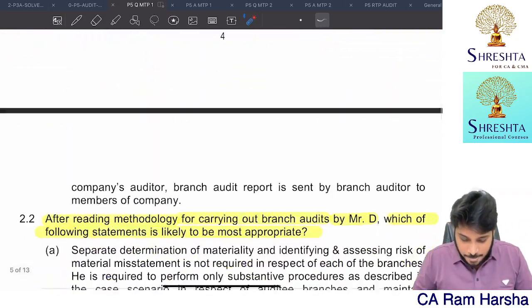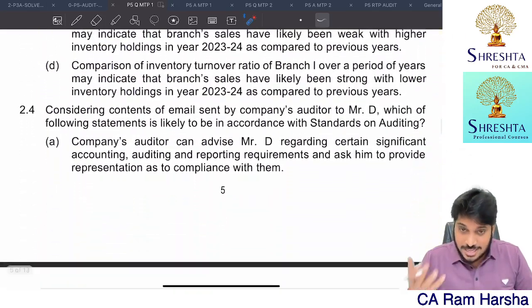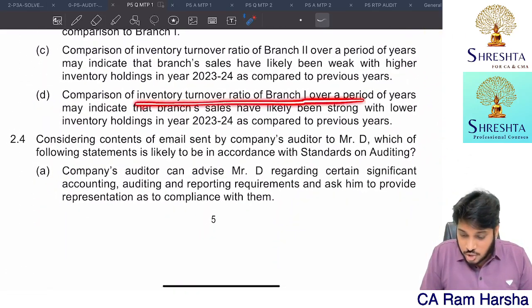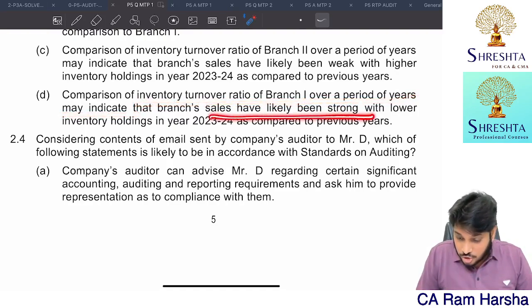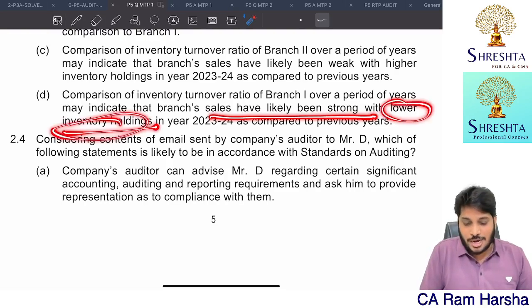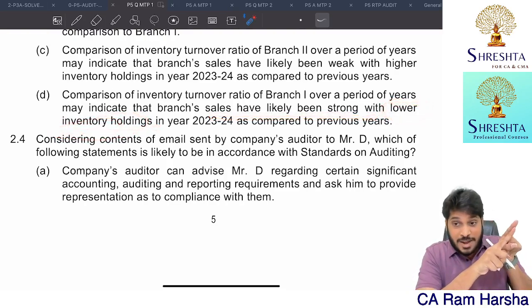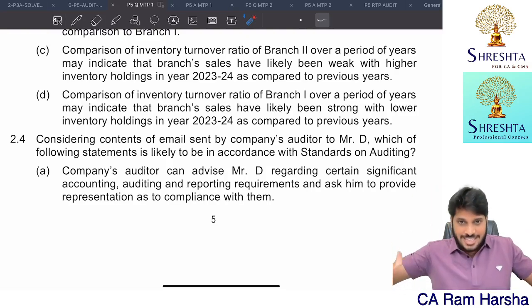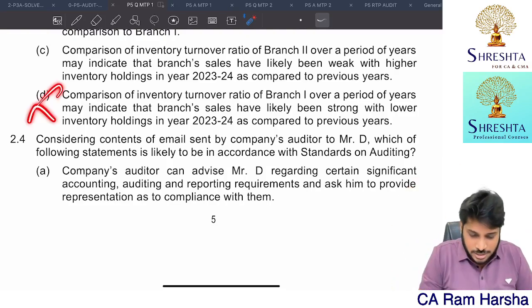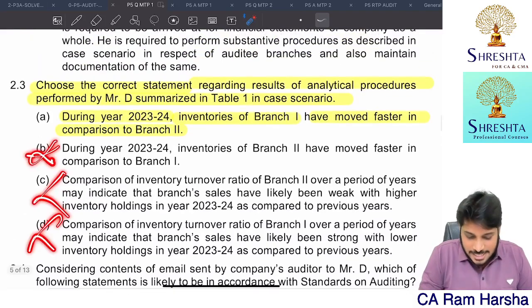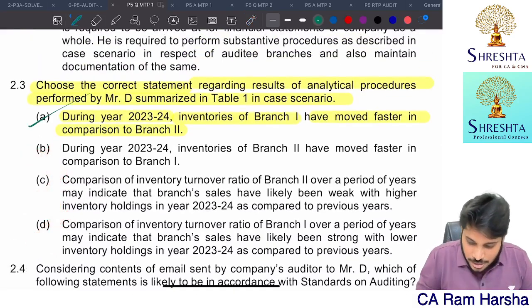Now what is option D? Ratio analysis question. Comparing branch 1 inventory turnover over a period, it indicates that sales have been stronger with lower holding. That's wrong. When inventory turnover ratio of branch 1 decreased, inventory holding increased, sales decreased. So this is wrong, this is wrong, this is wrong. And since all three are wrong, option A is absolutely right.